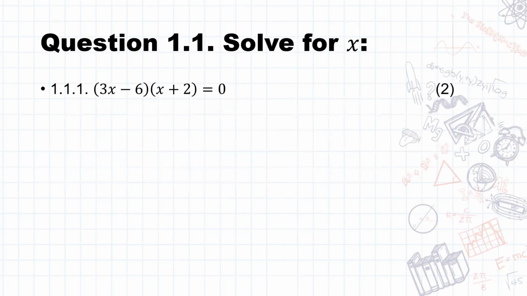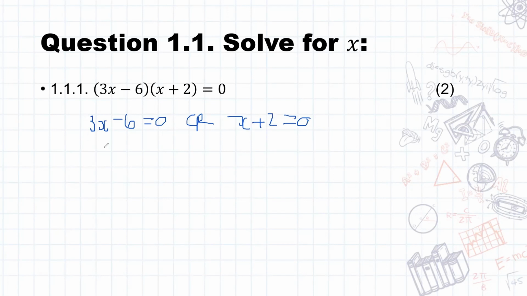So question 1.1 says solve for x, and we've got several different questions that we are going to solve for x. So I'm going to grab a pen here. And as you can see, this question is already factorized for you. So it's really simple. This is equal to 0, or this part over here is equal to 0. So we solve them individually. So we'll have 3x minus 6 is equal to 0, or x plus 2 is equal to 0.